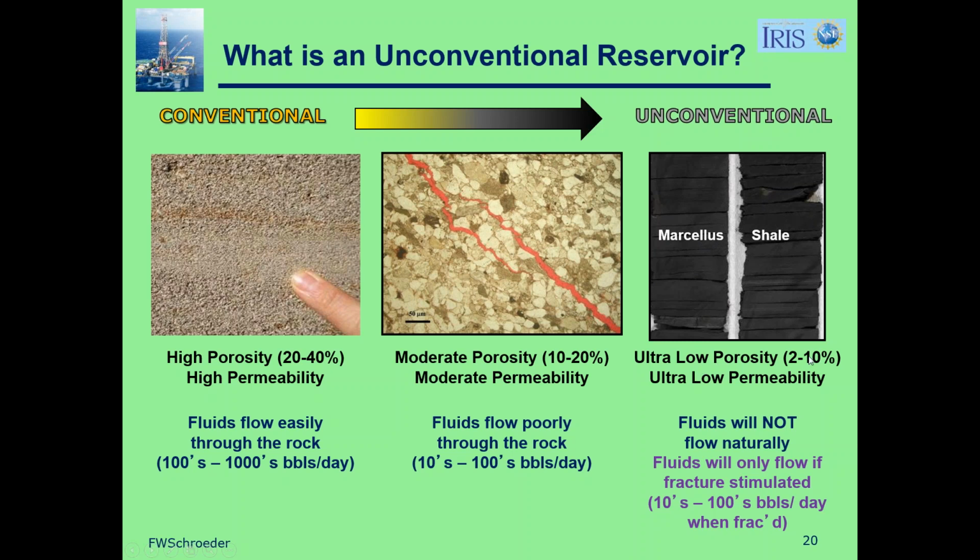Ultra low porosity, 2 to 10%, and ultra low permeability. These can hold hydrocarbons, but the hydrocarbons will not flow under natural conditions. And so what we have to do is stimulate the rocks or fracture the rocks. And if we do that, we can produce on the order of 10 to maybe 100 barrels per day with the fracking involved.